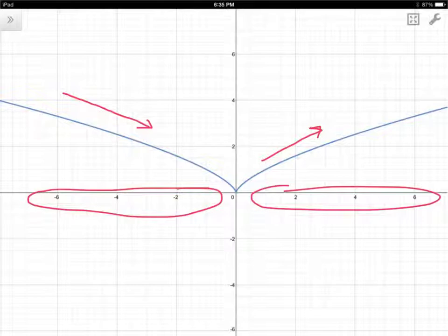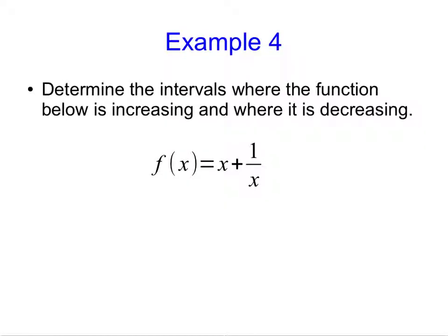Let's try one more. Okay, so here we have an interesting function, x plus 1 over x. And in terms of taking the derivative, remember it's probably easier to write this with a negative exponent so that I can use the power rule. So let's do that. F prime of x is going to be 1. And then the derivative of negative x to the negative 1 is negative x to the negative 2. So that's going to be minus 1 over x squared. Write it with positive exponent.